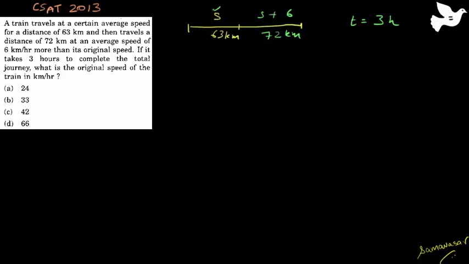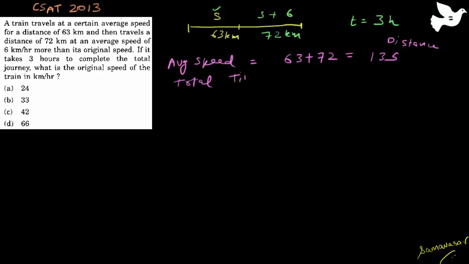Now, firstly, I'll give you a shortcut method. So let me calculate the average speed. I know the total distance, which is 63 plus 72, which is equal to 135. I know the total time. This is the total distance. My total time is equal to 3 hours. So my average velocity is equal to 135 divided by 3, which is equal to 45 kilometers per hour.